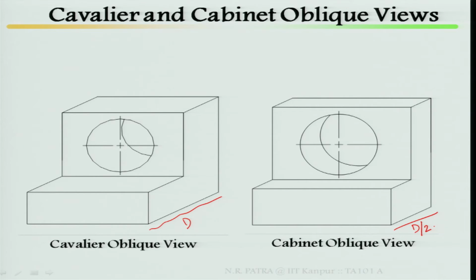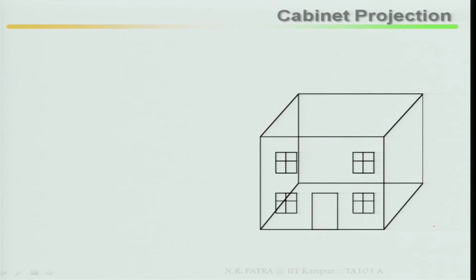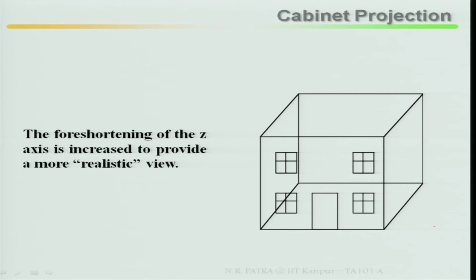How do these two figures look? In the depth direction it has been reduced or shortened in cabinet, while in cavalier the depth direction is the true shape. So, look at the cabinet projection: the foreshortening of the z axis is increased to provide a more realistic view. In cabinet projections you are reducing, foreshortening the z axis.